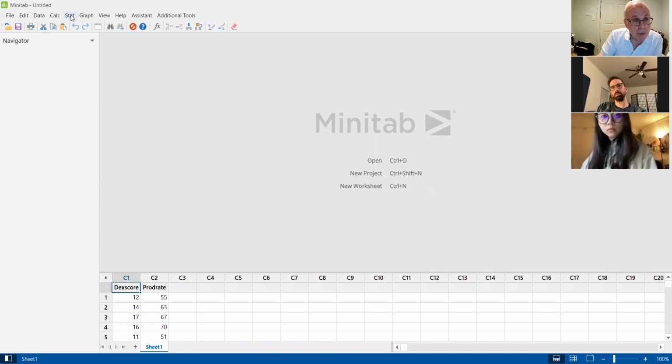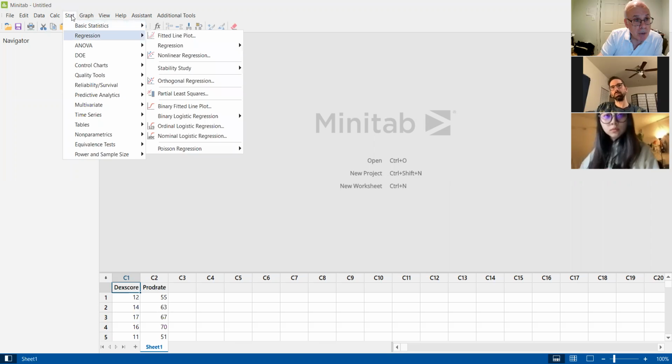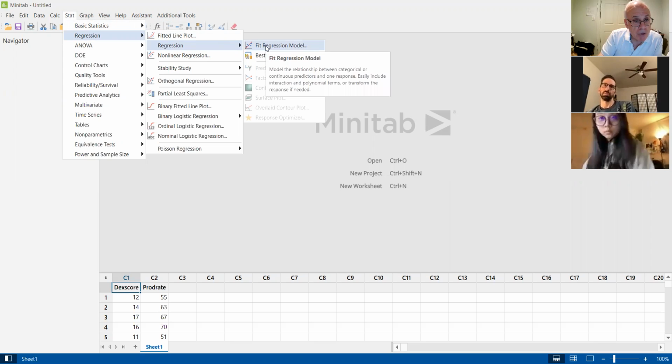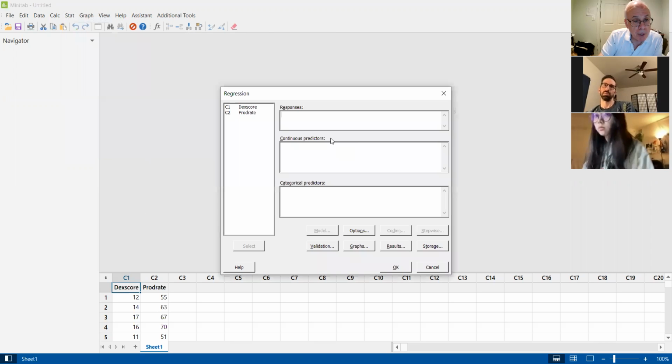Now to get to regression, I'm going to hit Stat, Regression, and again Regression, because I don't think there's anything else here that will give me that. It does say fitted line plot; we could look at that in a while. Let's do Fit Regression Model.